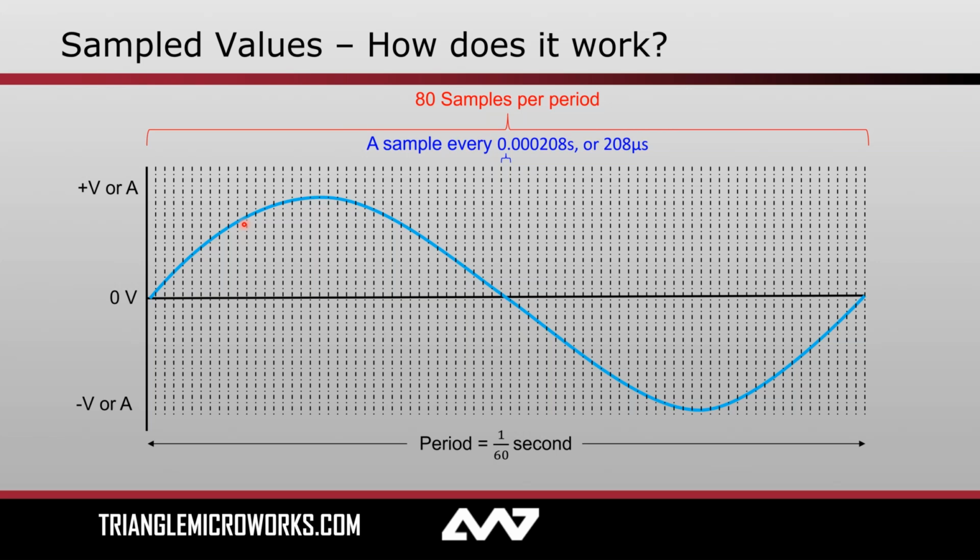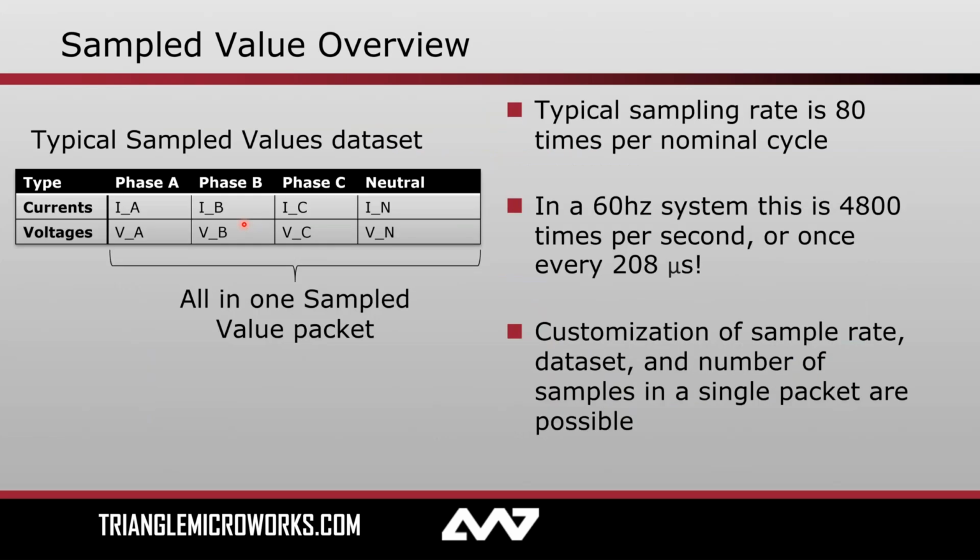This results in, at least in a 60 Hertz system, 4,800 times per second, we are sending out a message. Now, we're not doing that uniquely or individually for each of the 3 phases plus neutral of current and voltage. We're actually going to package all of these measurements together into a single packet and send that out. So there's actually 4,800 packets that are hitting the wire, but you can multiply that by 4 in order to think of the total number of samples, because like I said, we might be measuring all 3 phases plus neutral.